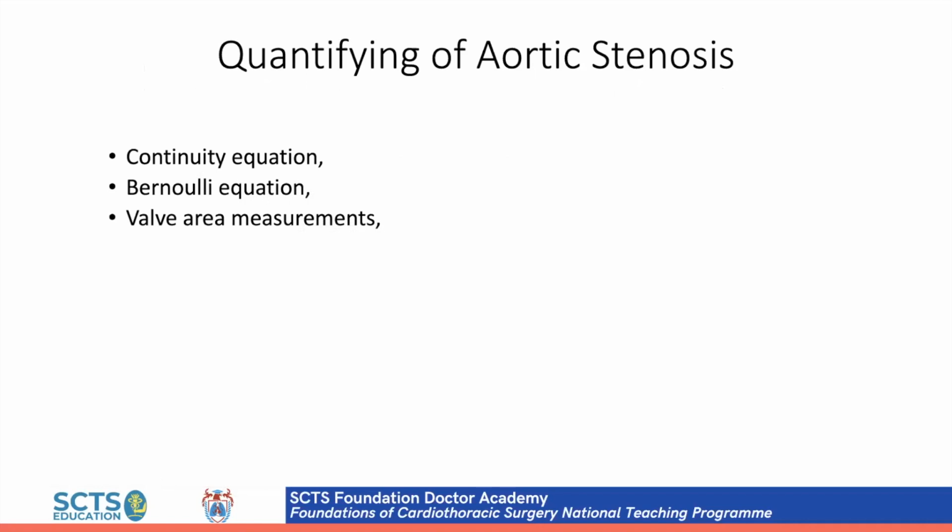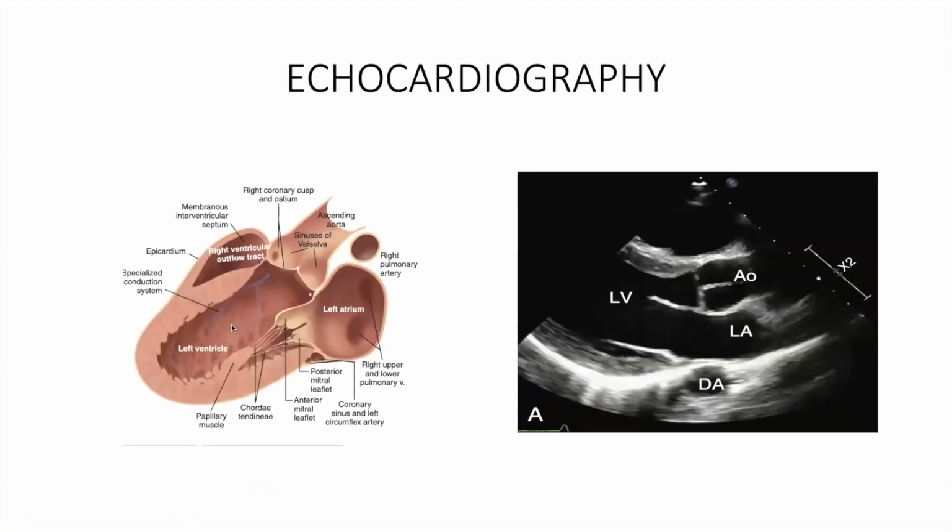This uses a bit of physics and a bit of calculation, which I'm going to take you through step by step. It's quite important to relate what we see anatomically to the changes physiologically. The best form of measuring this is a transthoracic echocardiogram. The best view that we often use is the parasternal long axis view.